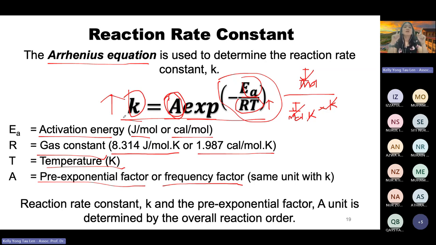But I'm very sure you have learned this in CPP. Because last time I taught CPP before, this was the example we always use to make students understand how sometimes certain units have to be unitless or dimensionless. Sebab exponential, dia tak boleh exponential unit. Dia tak boleh exponential dimension.